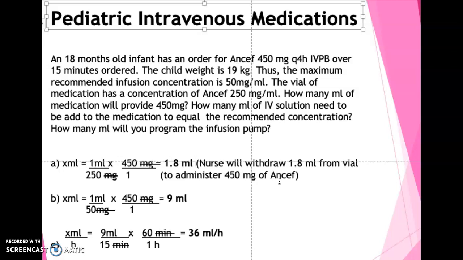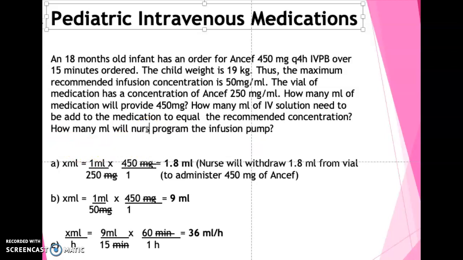The second component of the problem asks how many milliliters of IV solution need to be added to the medication to equal the recommended concentration. So we have the concentration here, and using dimensional analysis again, we set up our equation. We have X mL, 1 mL is equal to the concentration, which was given as 50 milligrams, and our NSAID order was 450. So milligrams and milligrams cancel out. We have 450 divided by 50, so 9 mLs. So the IV solution needed to equal the recommended concentration is 9 mLs.